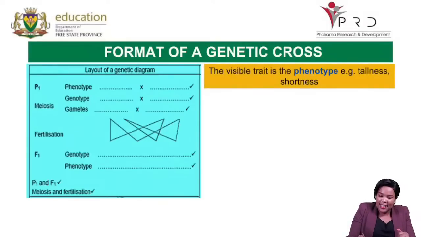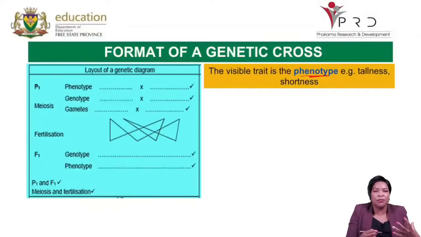The visible trait, that is the phenotype. You must look at the visible trait. When you are given a problem, check what is the visible trait they are talking about. Something that you see on the outside or the physical aspect, like tallness, shortness. This is something that you can see in a plant.